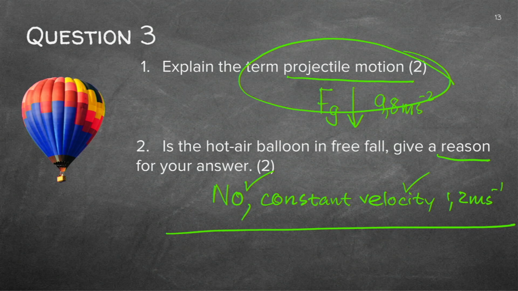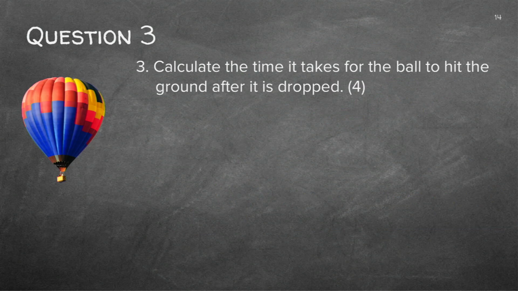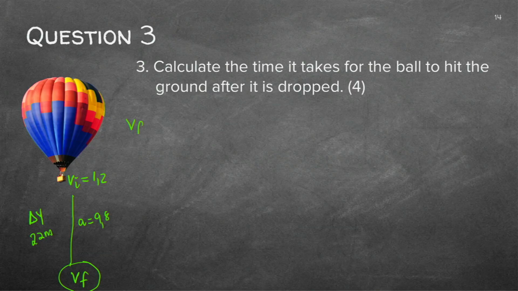The third question that they ask of me is to calculate the time that it takes the ball to hit the ground. So we've got the initial velocity of the ball as 1.2. We know the delta y is 22 meters, and we know we have the acceleration of 9.8. Now there's a few ways to go about to do this calculation. You can either work out the final velocity first. So you can say the final velocity squared is equal to the initial velocity squared, and you've got that a distance.